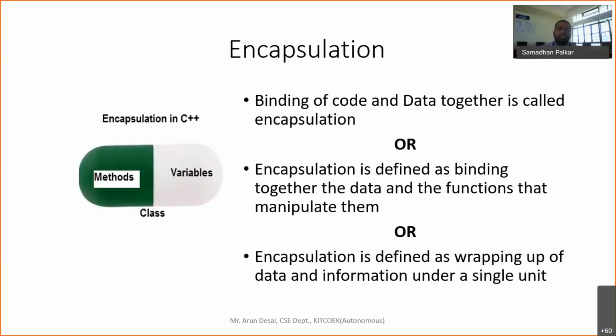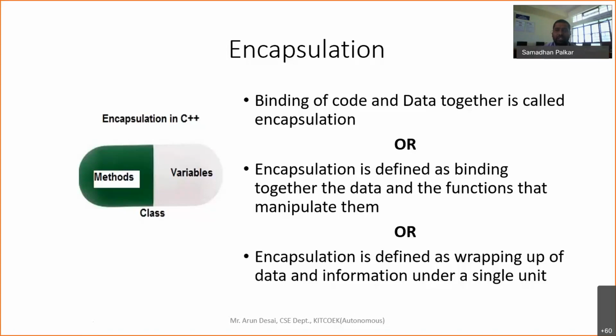So there are three different definitions on your screen. Simply binding code and data together is called encapsulation, or encapsulation is defined as binding together the data and the functions. Those functions are going to manipulate the data, right? So this is also a definition. Then one more: encapsulation is defined as wrapping up of data and information under a single unit, right?